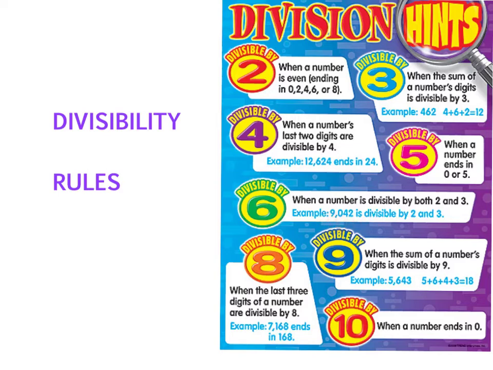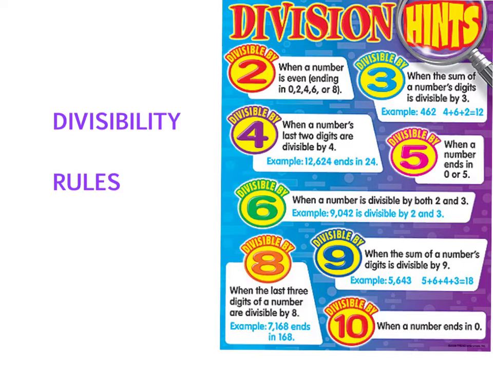Example, 9,042. It ends in an even digit, so the number is divisible by 2. But if you add the digits, it gives you 15, and 15 is divisible by 3. A number that will be divisible by 8 is one whose last 3 digits are divisible by 8. Example, 7,168. It ends in 168. Those 3 digits are divisible by 8.